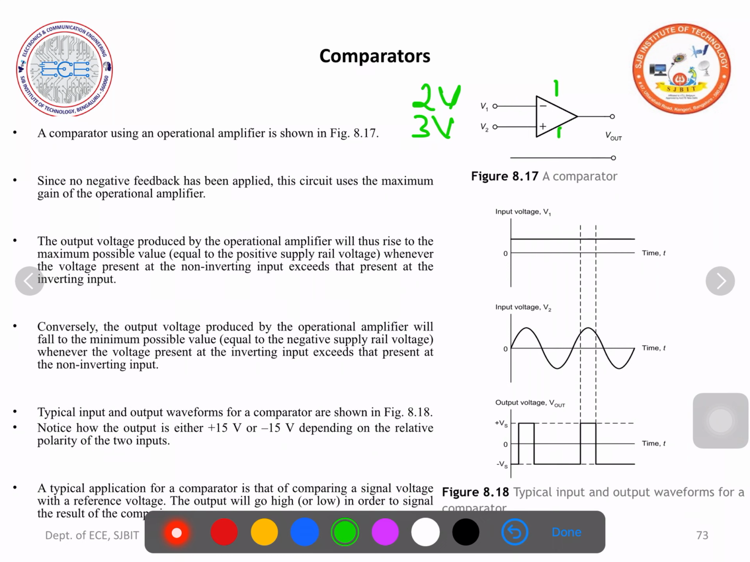So what do we expect here? As you know, we will recall, here we apply plus 15 volts and here minus 15 volts, plus VSS and minus VSS.